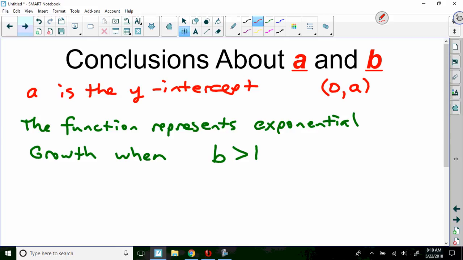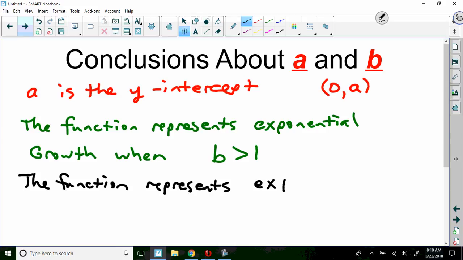Okay. Let's say something else. The function represents exponential decay when... This next one's tricky. You've got to be careful, because there's an interval that people have a hard time wrapping their finger around. Notice how far over I'm going to slide the B. There's an interval here, so we need a high value and a low value. B's got to be between two things. Between what two things? What you said? 1 and 0.